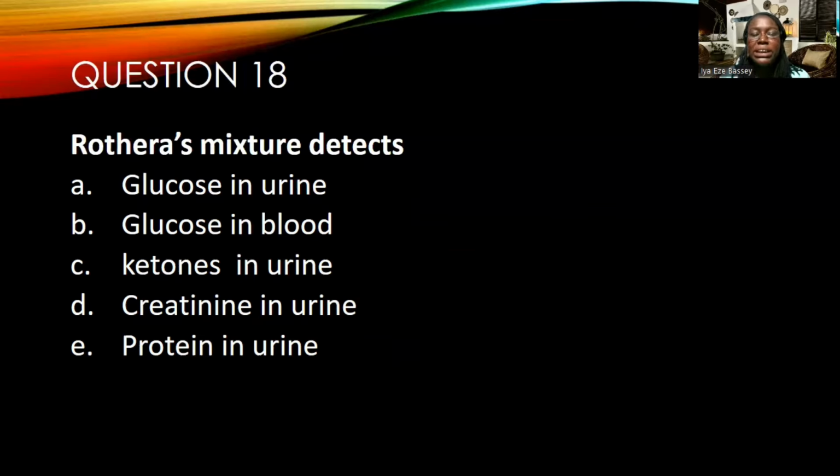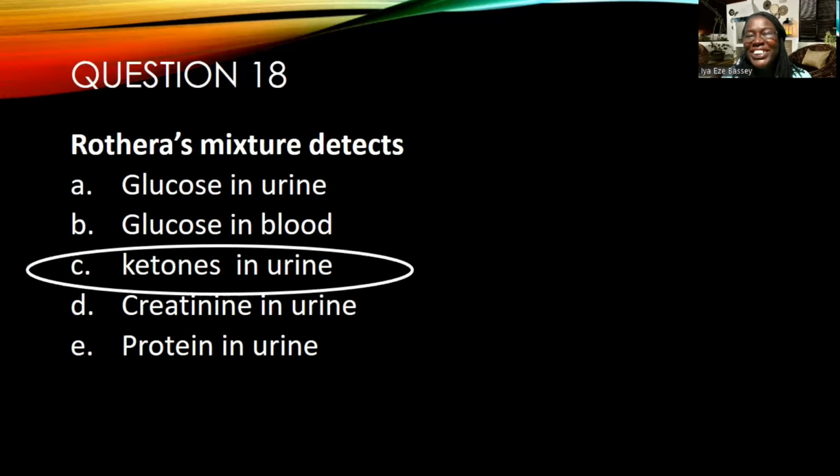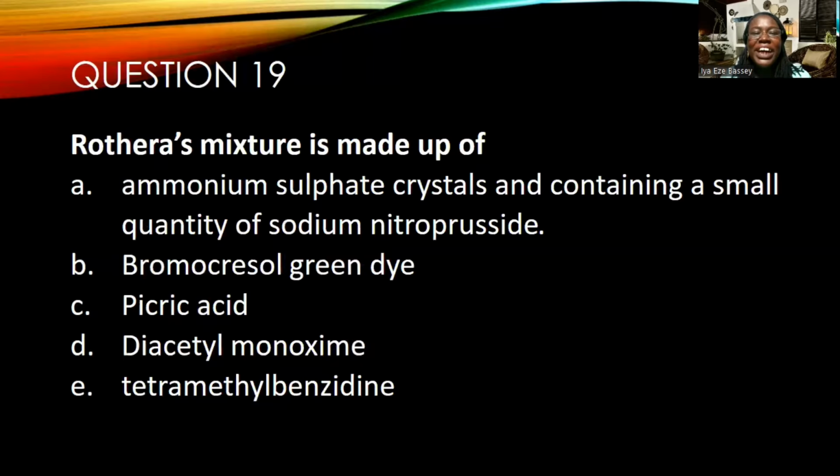So referrals mixture, what does it detect? Glucose in urine, glucose in blood, ketones in urine, creatinine in urine, protein in urine. If you know, you know. So tell me. It's usually ketones in urine. So if you got that, good for you. 5 stars.